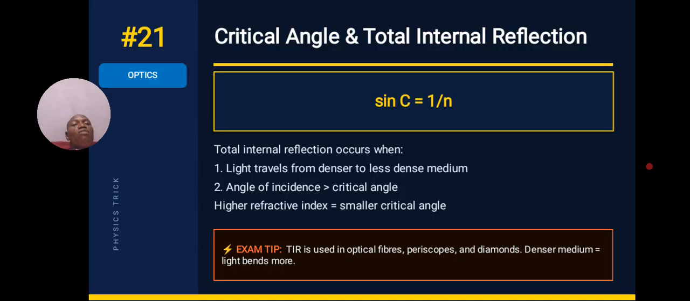Okay, so critical angle, still under optics, is sine C, which is equal to 1 over n. Light travels from denser to less dense medium, that's if you have total internal reflection. I just want you to know these 2 key things. If you are going to have total internal reflection, it means that light travels from a denser to a less dense medium. Do you remember glass prism? I don't know if you have used it in your school. The angle of incidence is greater than the critical angle. If this happens, you would have a total internal reflection.